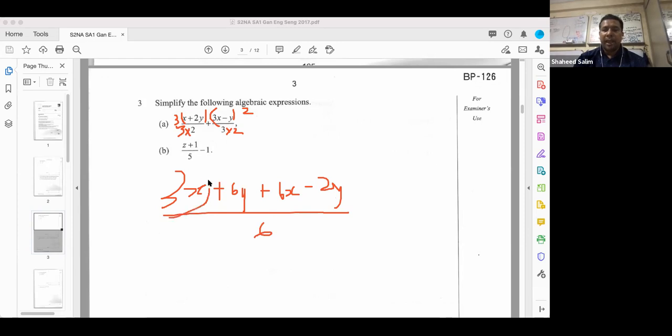So you add a 3x plus 6x. Remember the sign is always in front. You get 9x. 6y minus 2y, you get 4y. Minus 4y. Plus 4y. Why plus? You have $6, you owe $2. You got more money, you pay the $2, you still got balance. Okay, so then over 6.